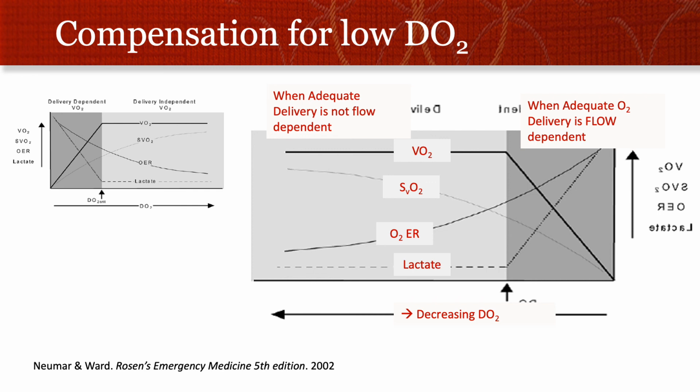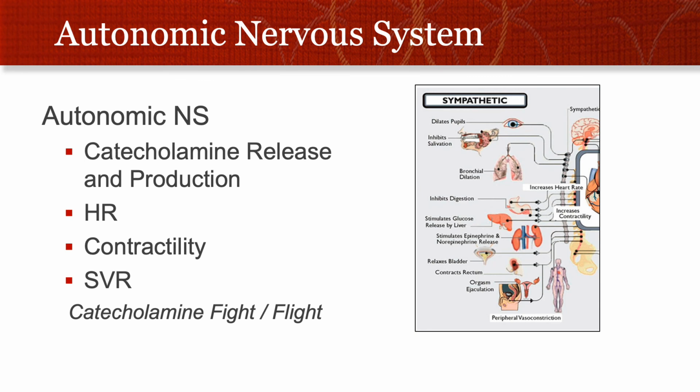And as you hit that window, certain cells are going to not get enough oxygen, and they're going to rely on lactic metabolism or anaerobic metabolism with production of lactate. And so the lactate levels start to go up. As that occurs at the cellular level, our body does other things to react to the shock state.